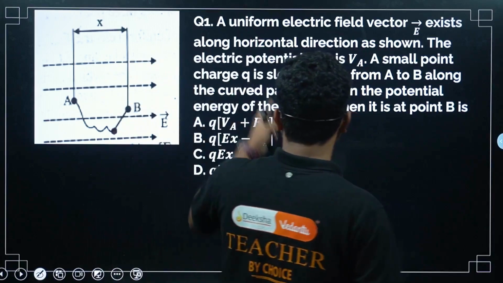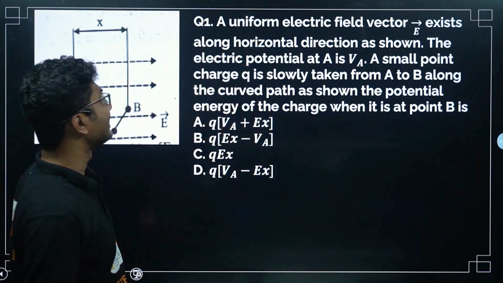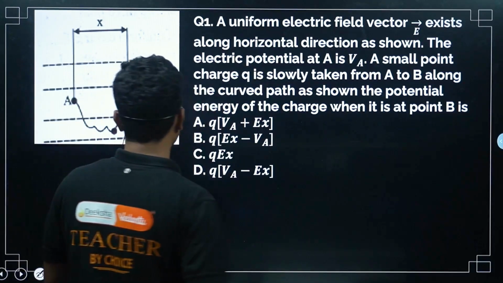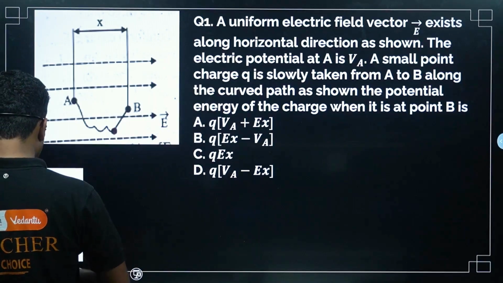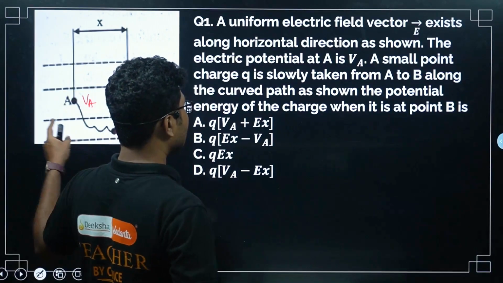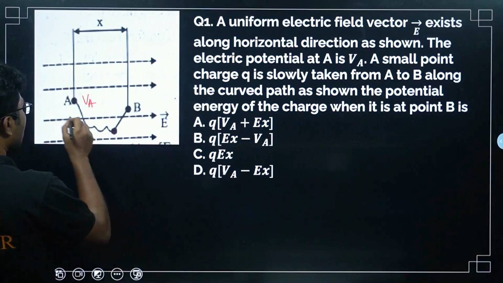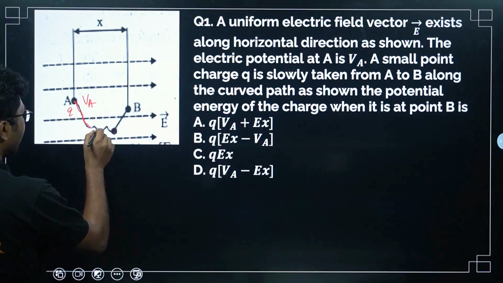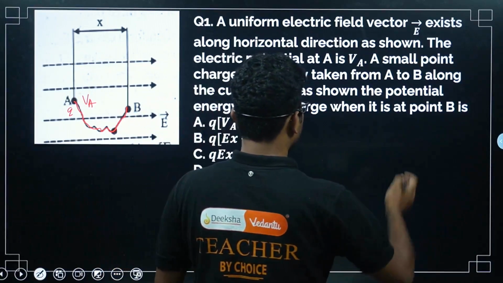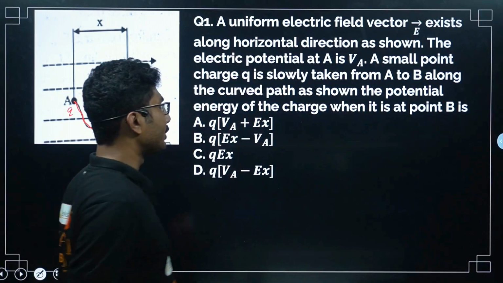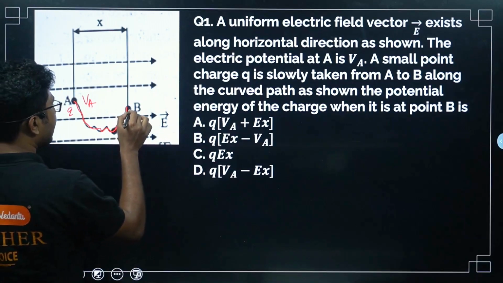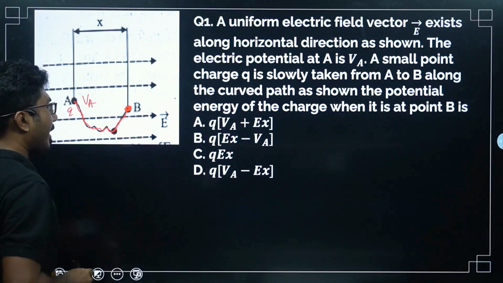A uniform electric field vector E exists along the horizontal direction as shown. The electric potential at A is VA. A small point charge Q is moved from here, slowly along the curved path as shown, to point B. So what is the potential energy of the charged particle when it is at point B?